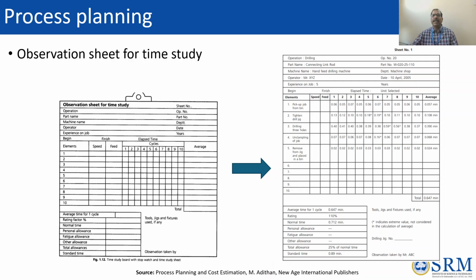So for each and everything, you see the first component, the second, third, fourth, 10th component, how much time it took. And then finally they give an average. Picking up the job from the bin took 0.057 minutes. There is a variation because it is not a robot pick and place. If a robot did the pick and place, there wouldn't be much variation. But since it is done by a human operator, there will definitely be some variation, because they have allowances, critical allowances, personal allowances, and not everybody can do the task in the same way.